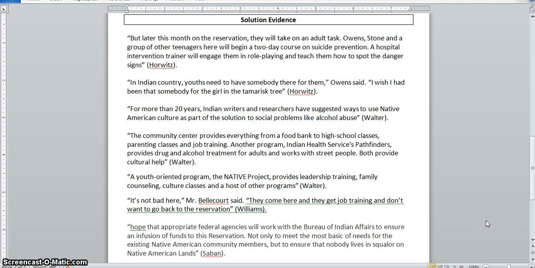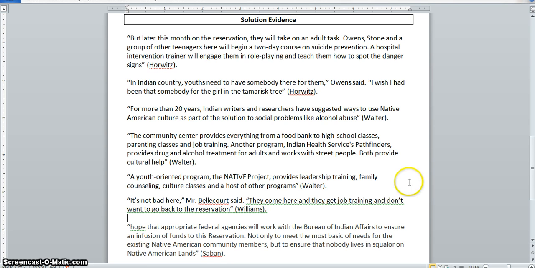Again, before I can begin writing my solution paragraph, I need to go through all of my text evidence and choose my text evidence so that I can build my solution paragraph around strong text evidence. So similar to when I wrote my problem paragraph, I'm going to look at my evidence and see if there's a common trend or a common solution, which most of you probably have already done.